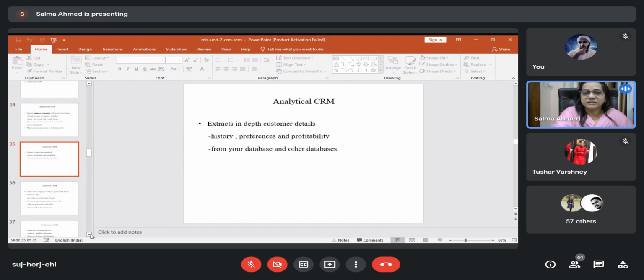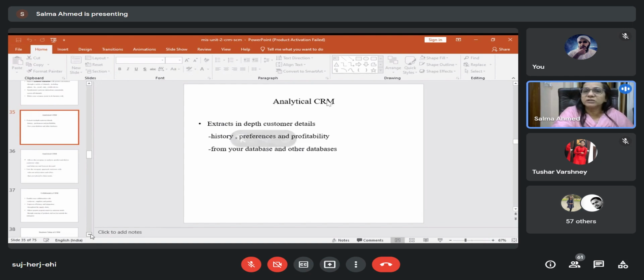Now, coming to analytical CRM. In operational, we try to consolidate all the information that we get about a customer from different contact points. Maybe he made a query on phone, or placed an order online, or visited my stores. For every contact point that I have, we try to compile information on the customer. That's operational. And analytical means once we have consolidated the information about a customer and created a 360-degree view of the customer, we analyze this information.